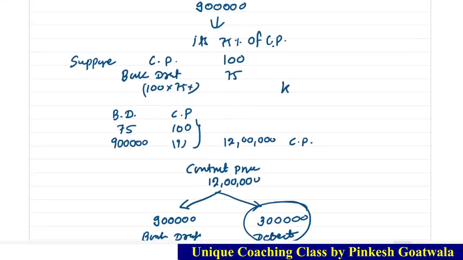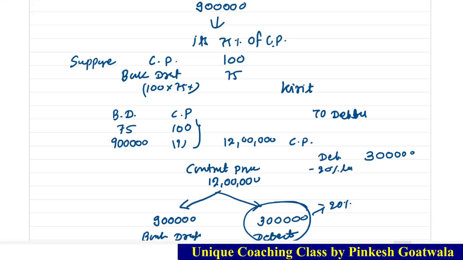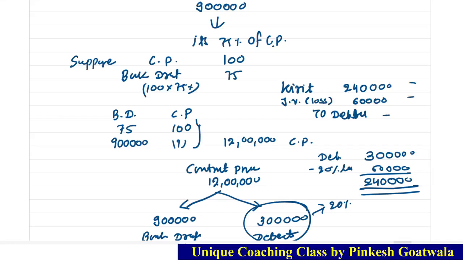So what will be the journal? Kirit will be debited, debenture credited. Okay, now for how much does he take them? They are 3 lakh, but he takes them at 20% less. So the debenture is 3 lakh, right, and 20% less. So what will be 20%? It will be 60,000. So it will be taken over for how much? 240. Kirit takes them for 240, and the 60,000 less is indirectly our loss. So we transfer our loss on debenture to joint venture. So this will be the journal.